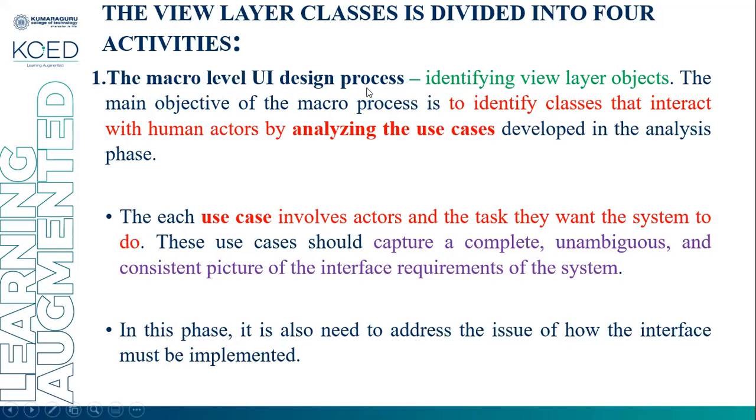The macro level UI design process: identifying the view layer objects. The main objective of the macro process is to identify the classes that interact with the human actor by analyzing the use cases developed in the analysis phase. Each use case involves actors and the task they want the system to do.